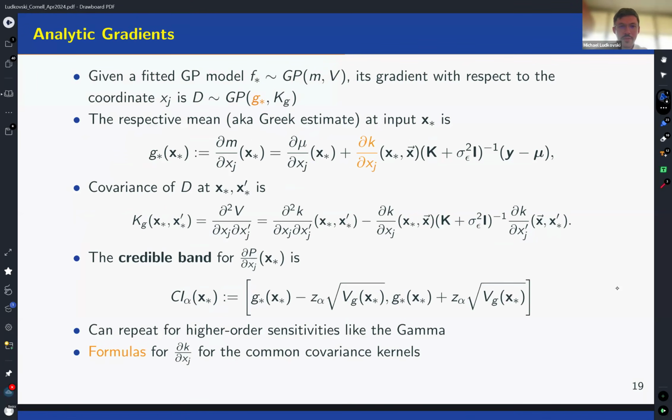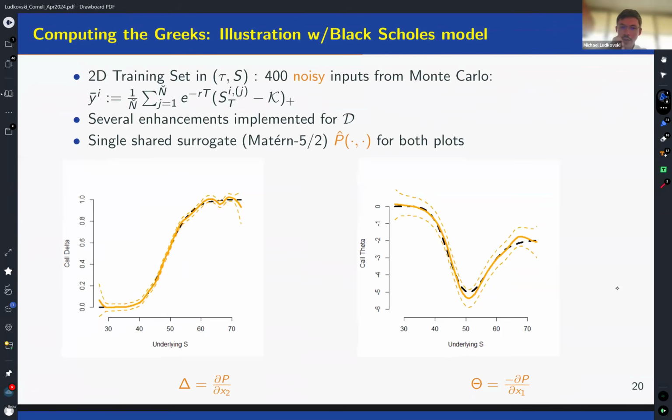So this is a slide showing you the formula, but basically it says that the Greek estimate is just differentiating the posterior mean analytically, and this comes out to differentiating the kernel function with respect to the corresponding coordinate. You can also do the same for the covariance, and then you get the error bars on the Greek. So here's how this looks.